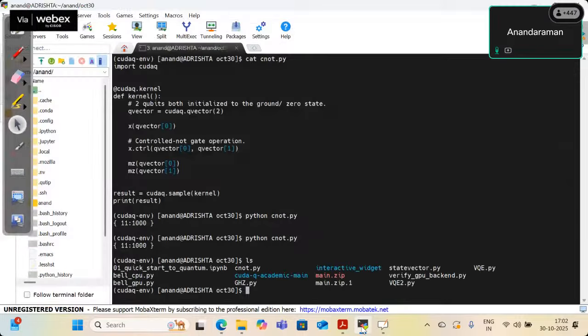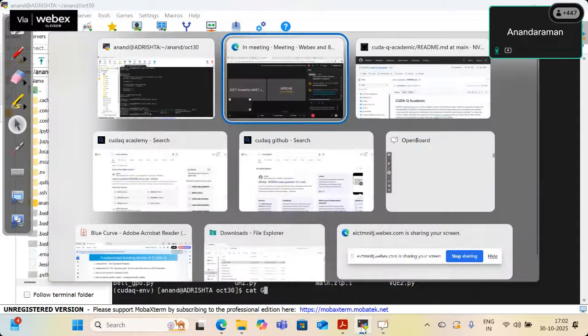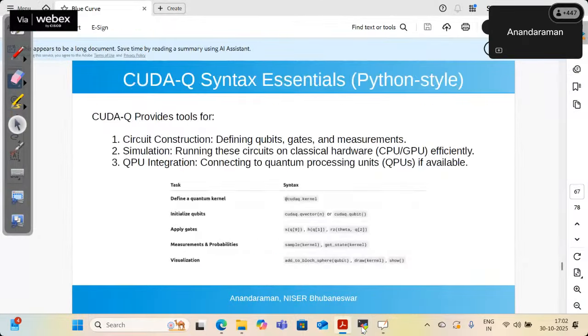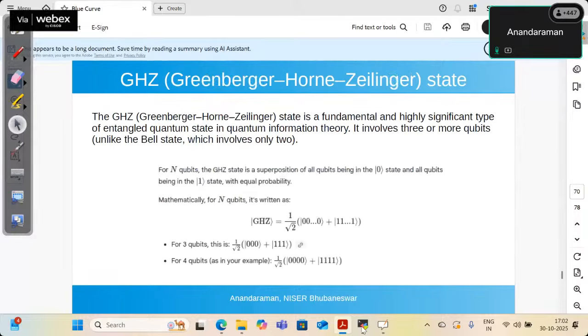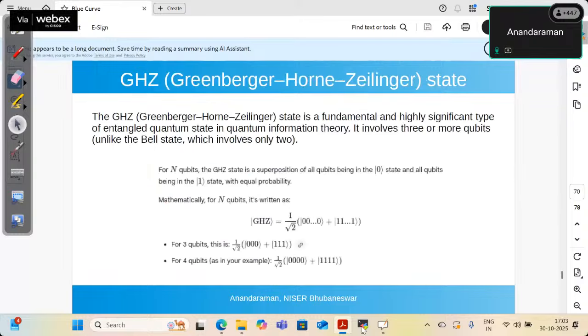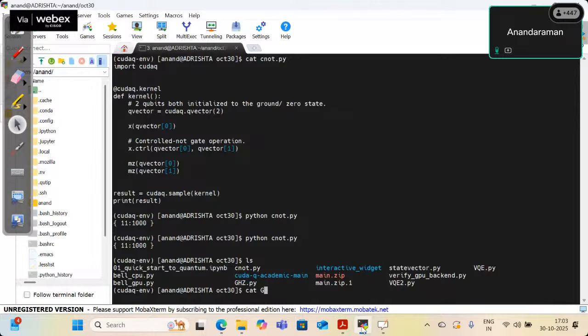Okay, so I have some other programs. This is GHZ. I will just go through the slide for some time. Curse of dimensionality, I will show you. Bell state is 2-qubit entanglement. If you want many-qubit entanglement, that is called the Greenberger-Horne-Zeilinger state, GHZ state. I will just show you this simply.